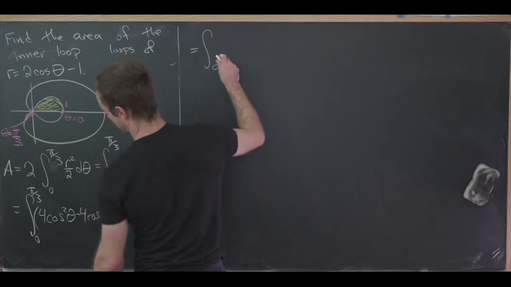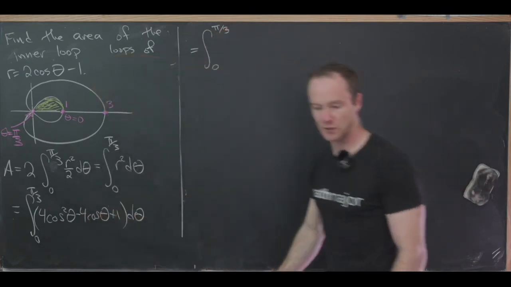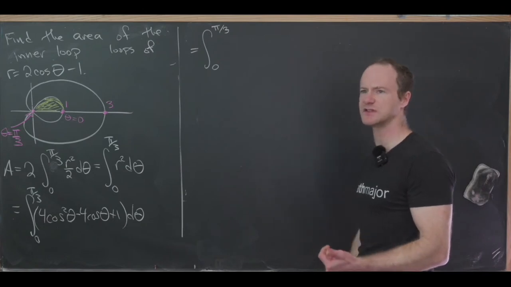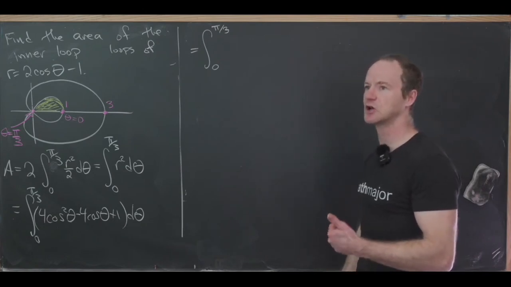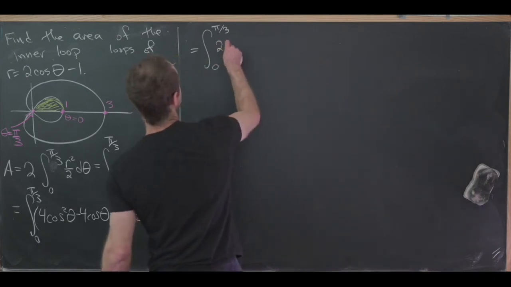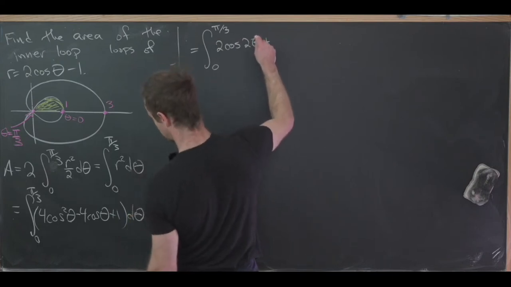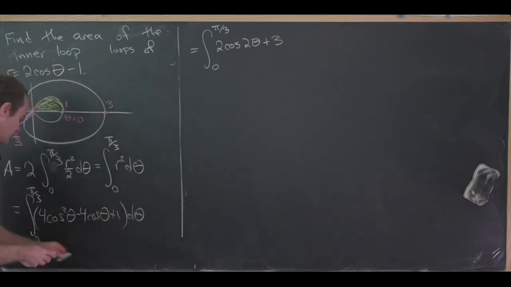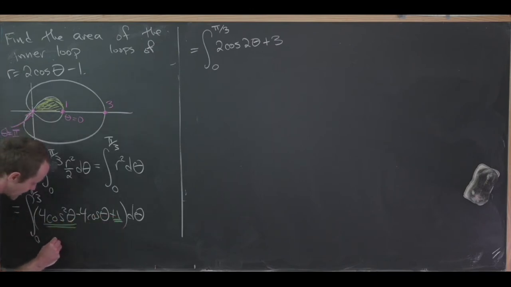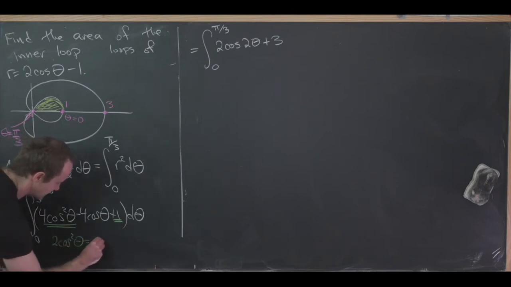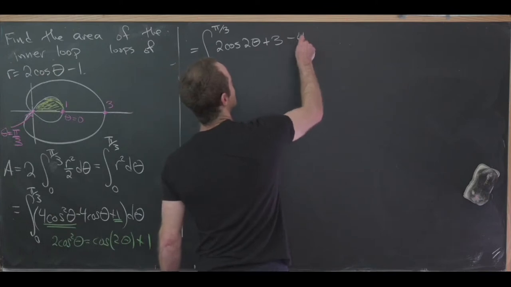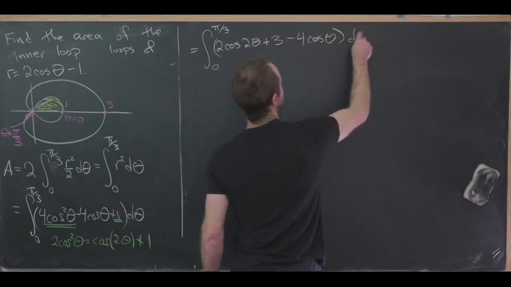So that'll give us the integral from 0 to pi over 3. So 4 cosine squared is the same thing as 2 times 2 cosine squared, but 2 cosine squared can be written as cosine of 2 theta plus 1. So this gives us 2 cosine of 2 theta plus 2, but then we can add that 2 to this 1 here, so it's plus 3. Okay, so that comes from the power reducing formula on this, as well as the number 1 there. So just to reiterate, we use the fact that 2 cosine squared theta was equal to cosine 2 theta plus 1. And then we have minus 4 cosine theta, and then d theta.